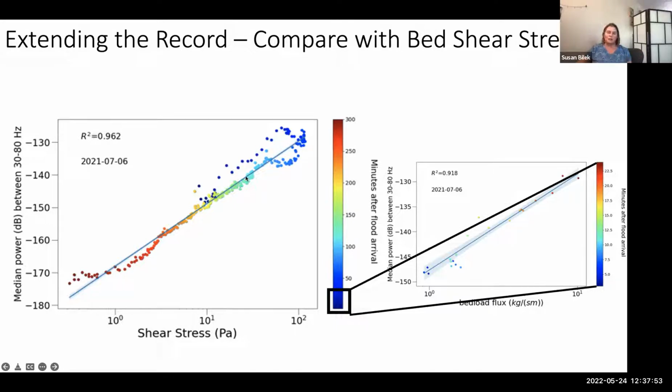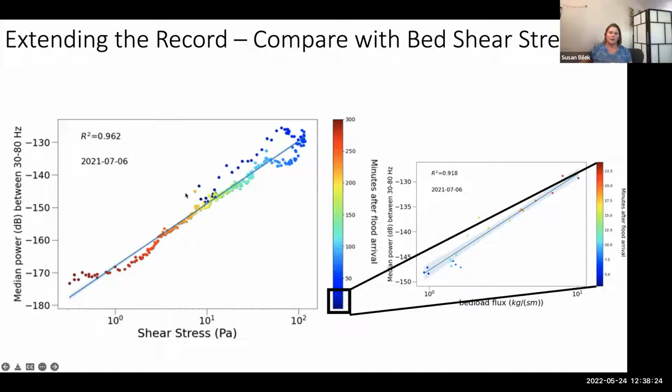If we instead use the bed shear stress to compare with our seismic data, we see this plot on the left, where we're now comparing that to the shear stress. And we can use this comparison throughout the entire extent of the flood, so 300 minutes of that flood. Again, we find very good correlation between the median seismic power between 30 and 80 hertz and that shear stress.